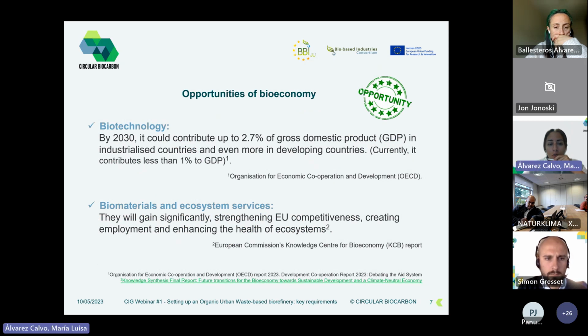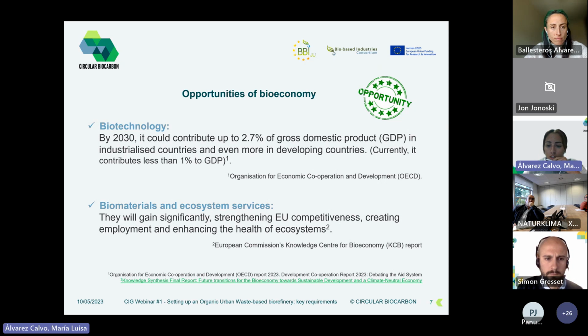According to the opportunities of the bioeconomy, there is a need to accelerate the phasing out of the use of virgin fossil feedstock, and it has become a top priority. Availability of renewable carbon and innovation in technologies to convert that into products will be vital. So in this context, according to the Organization for Economic Cooperation and Development, biotechnology and biomaterials and ecosystem services are two opportunities to boost the bioeconomy.